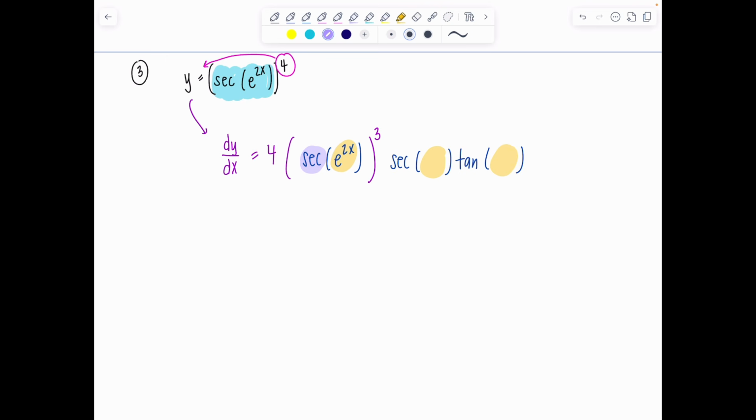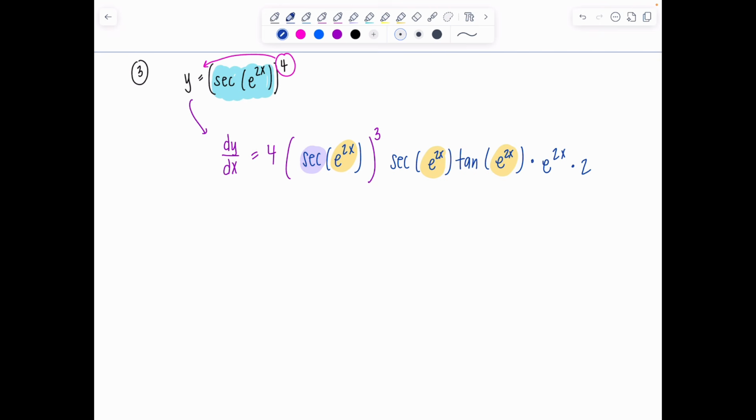I just call it something so you don't overthink it. So e to the 2x, e to the 2x. Are we done? No. This isn't just a plain old x, so you got to keep going. What's the derivative of e to the 2x? It's e to the 2x times 2.